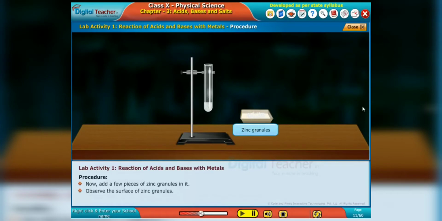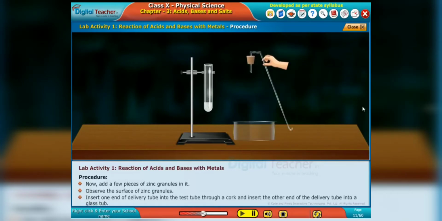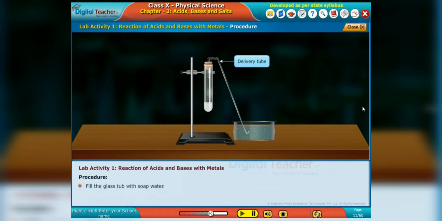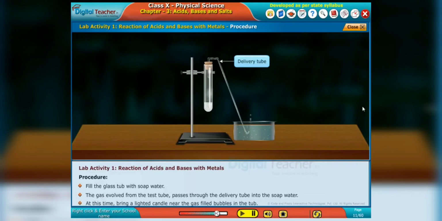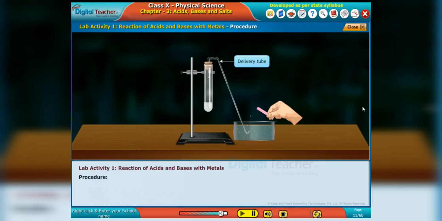Observe the surface of the zinc granules. Insert one end of the delivery tube into the test tube through a cork and insert the other end of the delivery tube into a glass tub. Fill the glass tub with soap water. Now, the gas evolved from the test tube passes through the delivery tube into the soap water. At this time, bring a lighted candle near the gas-filled bubbles in the tub. Observe the reactions. Repeat the same process with some more acids like nitric acid and acetic acid. Make a note. Be careful while handling the acids.